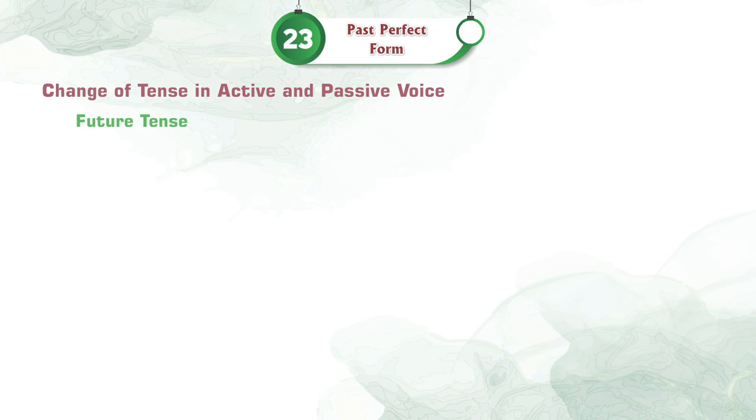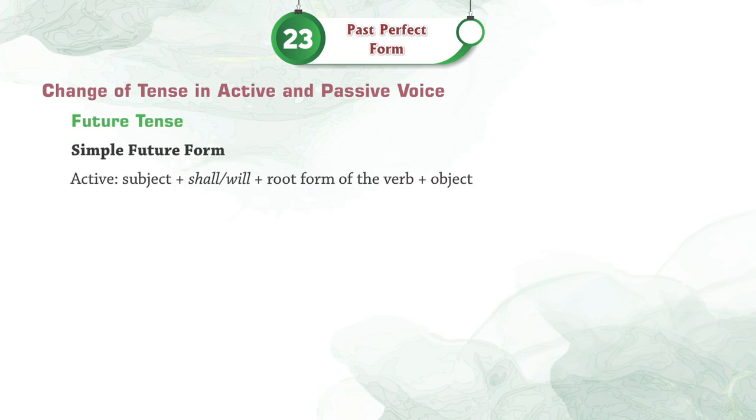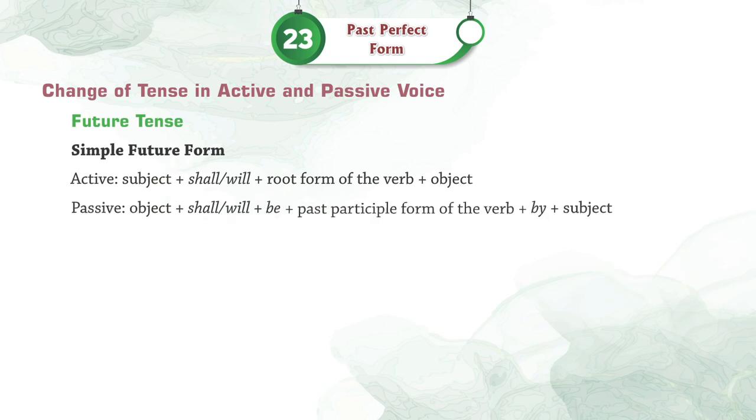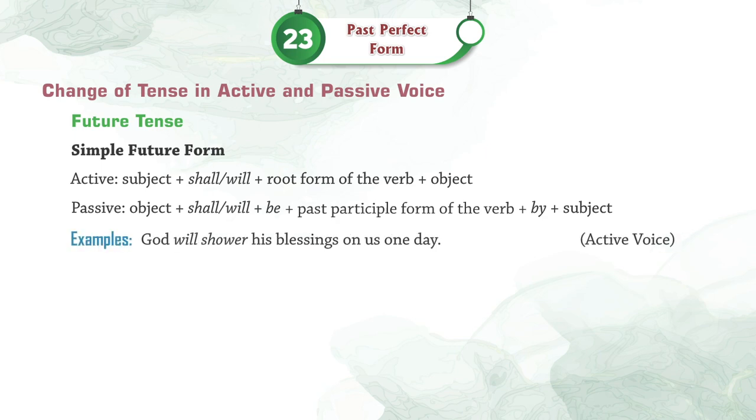Future tense. Simple future form. Active: subject plus shall or will plus root form of the verb plus object. Passive: object plus shall or will plus be plus past participle form of the verb plus by plus subject.